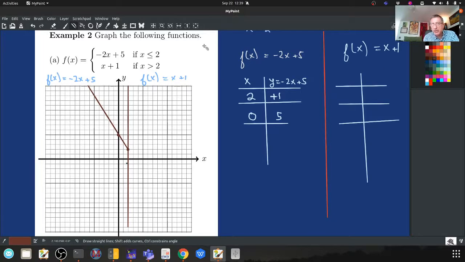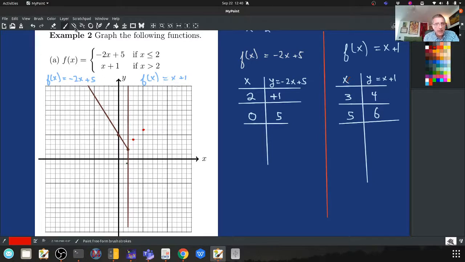Over here we have to choose values of x, and y is equal to x plus 1 for x greater than 2. So I can't choose 2 over here, so I'll choose 3 and 5. So that's going to give me 4 and 6. So I'm going to plot the values 3 and 4, and 5 and 6.